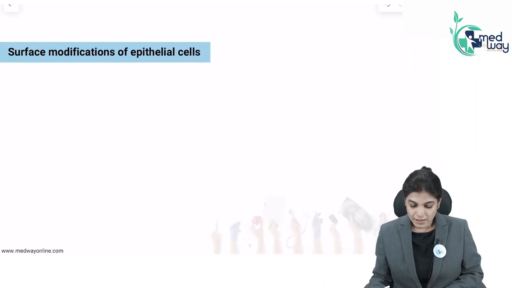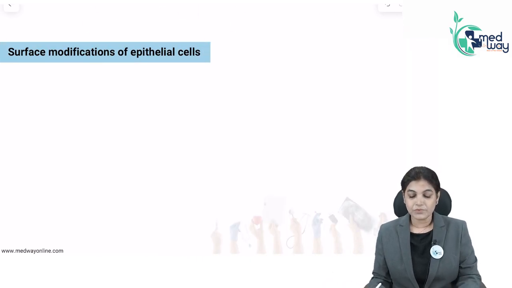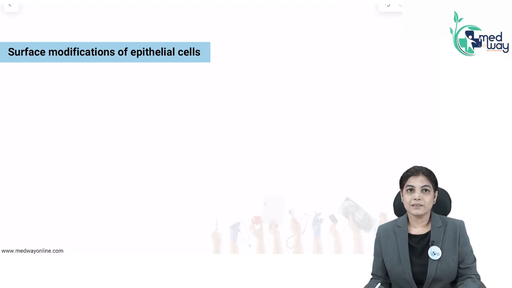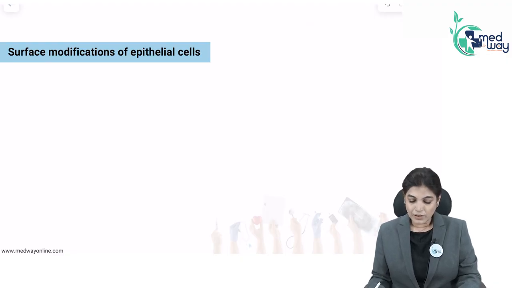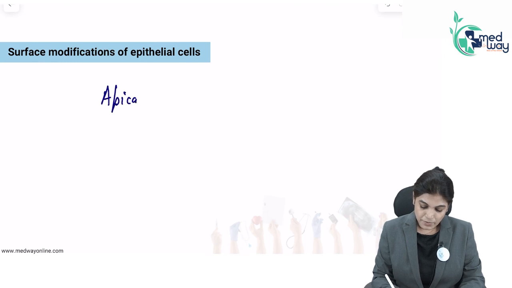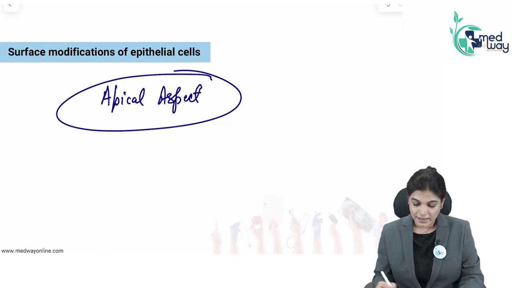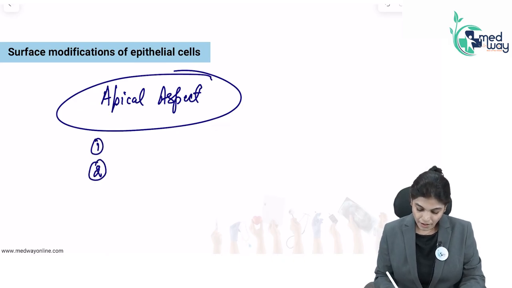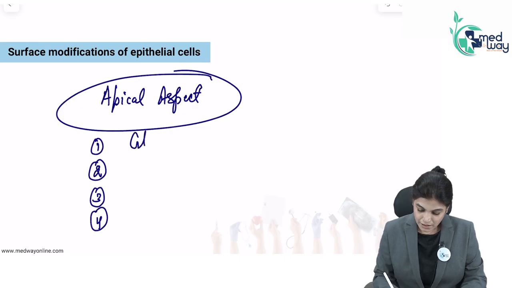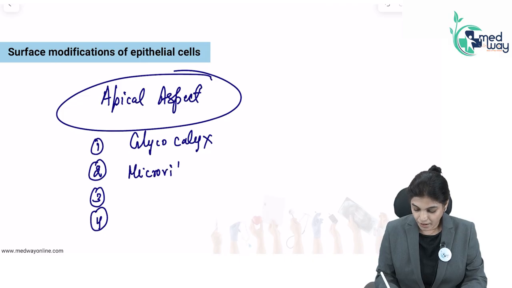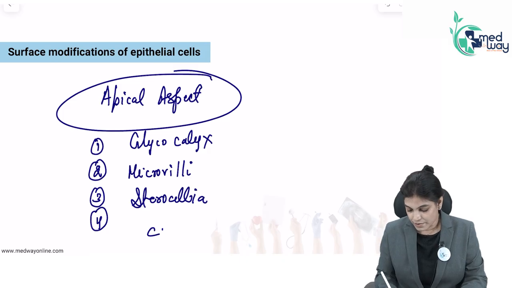Now, I would like to talk about the surface modifications of epithelial cells. On the apical aspect, we have 4 modifications: glycocalyx, microvilli, stereocilia, and cilia.